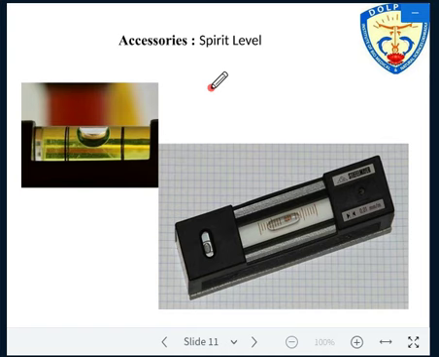So we can use this instrument on all the four corners, and you just look at the bubble. We have to get the bubble in the center in all the positions, right? And when we get this at the center, it means all the corners of the plane table are in the properly leveled position. So spirit level is used for that.